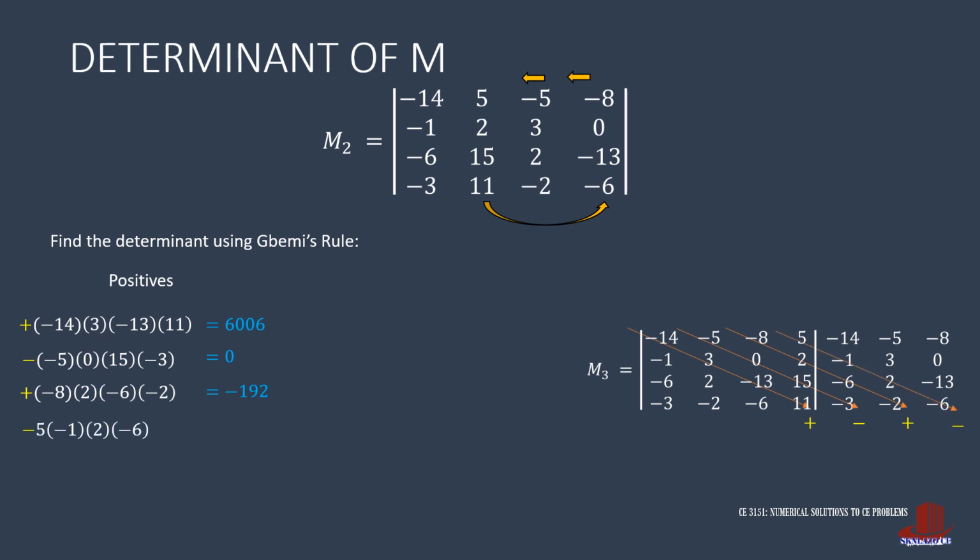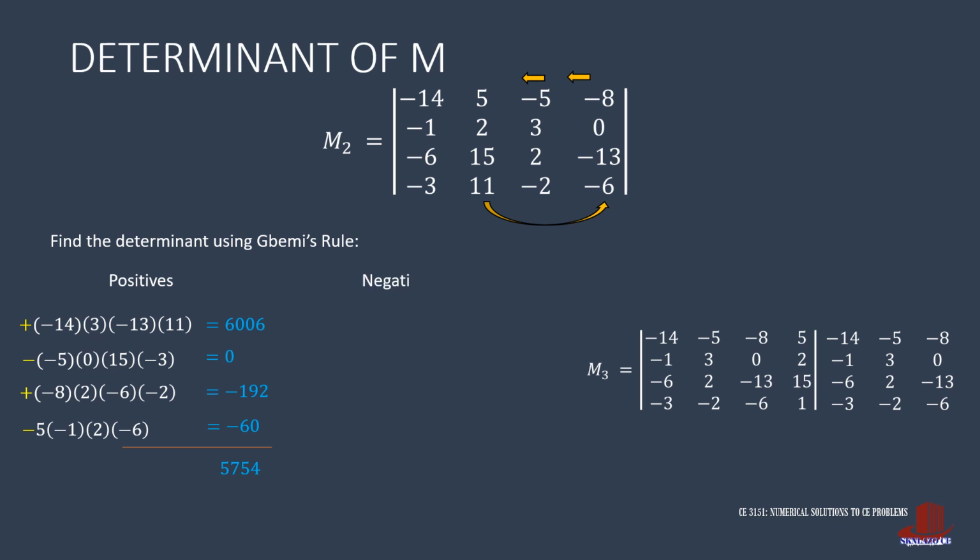Then for the last diagonal, multiply 5 with negative 1, 2, and negative 6, and precede it with a negative. The fourth positive is negative 60. When all positives are added together, they result to 5,754.